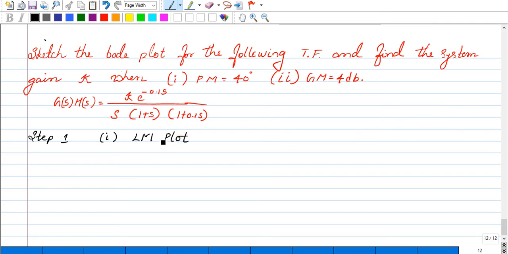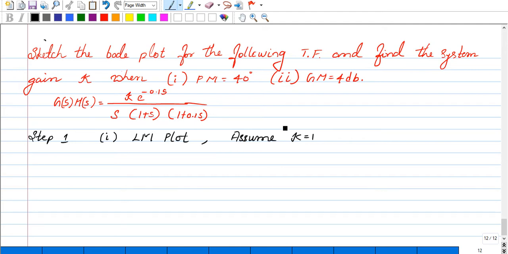Okay, LM plot, and here what we do, we shall assume K equals 1. So this will be our first assumption for the problem where they have given phase margin as well as gain margin and are asking us to plot the Bode plot. Okay, so here we need not identify the gain margin and phase margin, we shall only plot the graph and identify the value of K when phase margin is 40 and gain margin is 4 dB.